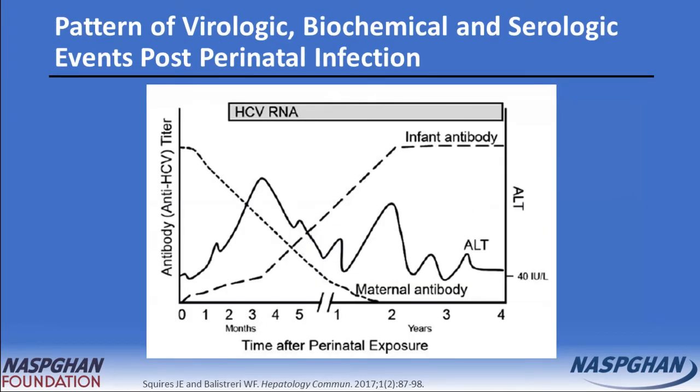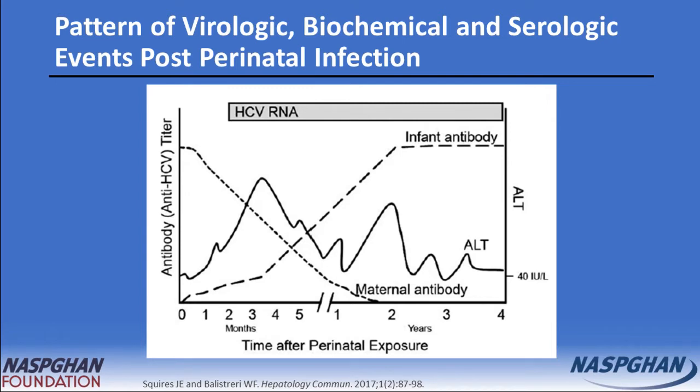This slide shows on the x-axis time after birth, so on the left-hand side in months and the right-hand side in years of an infant, and on the y-axis their antibody titers. The small dotted lines that are sloping down towards the right-hand side of the screen are the maternal antibodies, which do cross the placenta and are present in an infant, with levels finally disappearing by 18 months to 2 years of age.